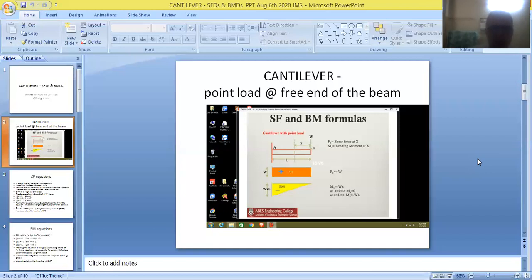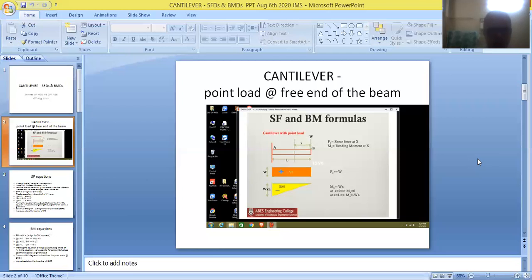And secondly, we can see these lines. So this is a line for the SF diagram, and here we have one more line for the bending moment diagram. They are called the baselines of the diagrams. So this is the baseline for the shear force diagram, and this is the baseline for the bending moment diagram.